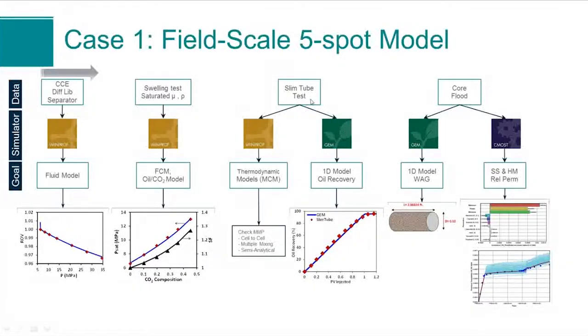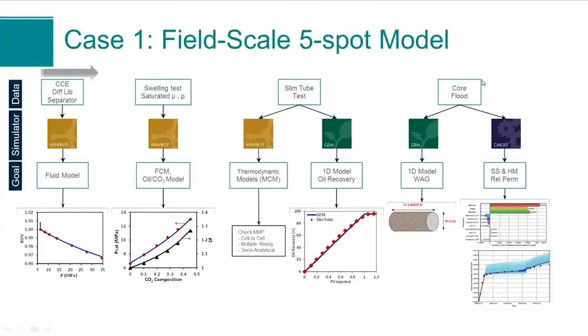In the next step, because of the slim tube MMP measurements, I used the WinProp thermodynamic models to predict the MMP for the injected carbon dioxide and the reservoir fluid. At the same time, I used GEM to make a 1D model and to predict the oil recovery by the injection of the carbon dioxide at the specified minimum miscibility pressure. So again, all the data for the displacement mechanism is matched at this step.